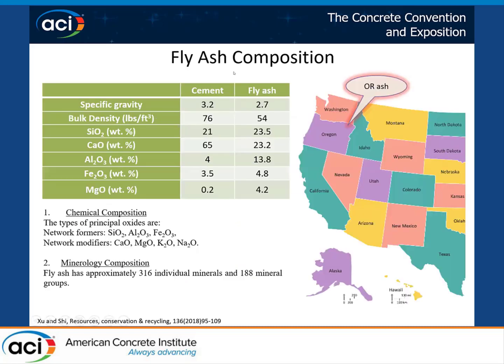Here is the fly ash composition used in this study. This fly ash was obtained from Oregon, and this table provides the physical properties and some chemical compositions. We can see the chemical composition is much similar to cement. Based on the roles played by these components, they can be divided into two parts. The first is network formers, and the second is network modifiers. They play different roles in the hydration process.